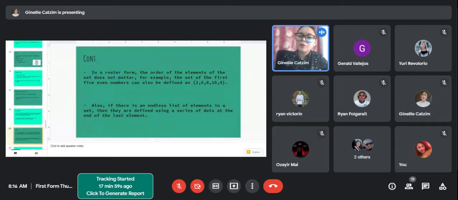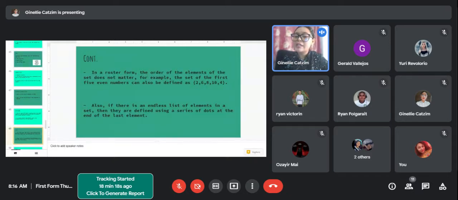So in roster form, the order of elements of the set does not matter. For example, the set of the first 5 even numbers can also be defined as {2, 6, 8, 10, and 4}, right? The order doesn't matter as long as you have the elements in that notation.